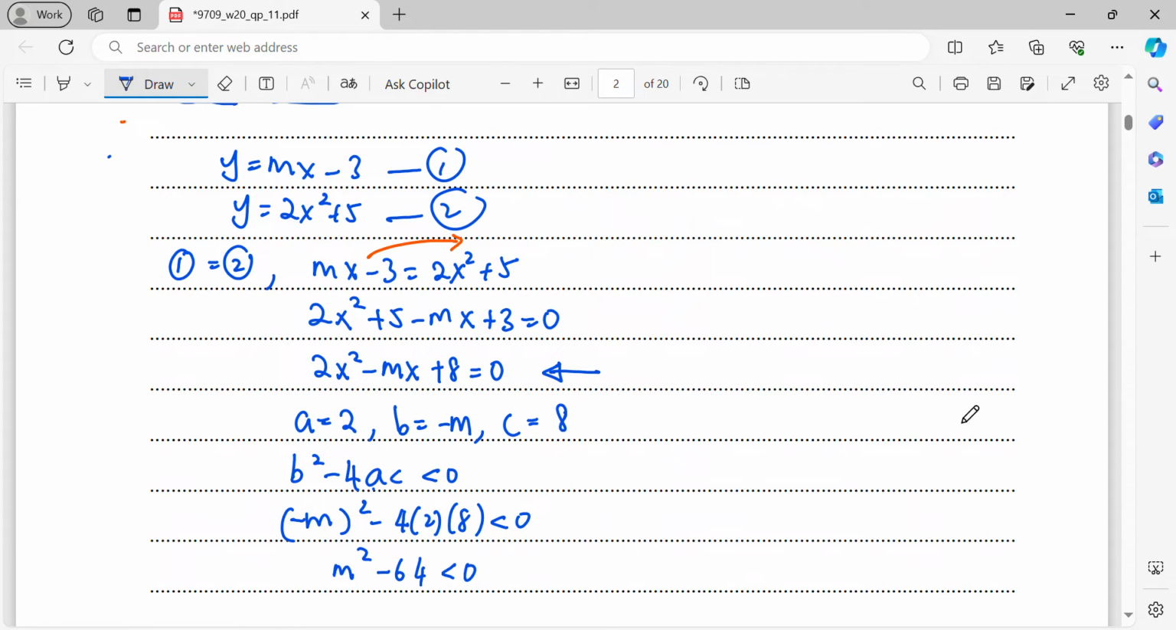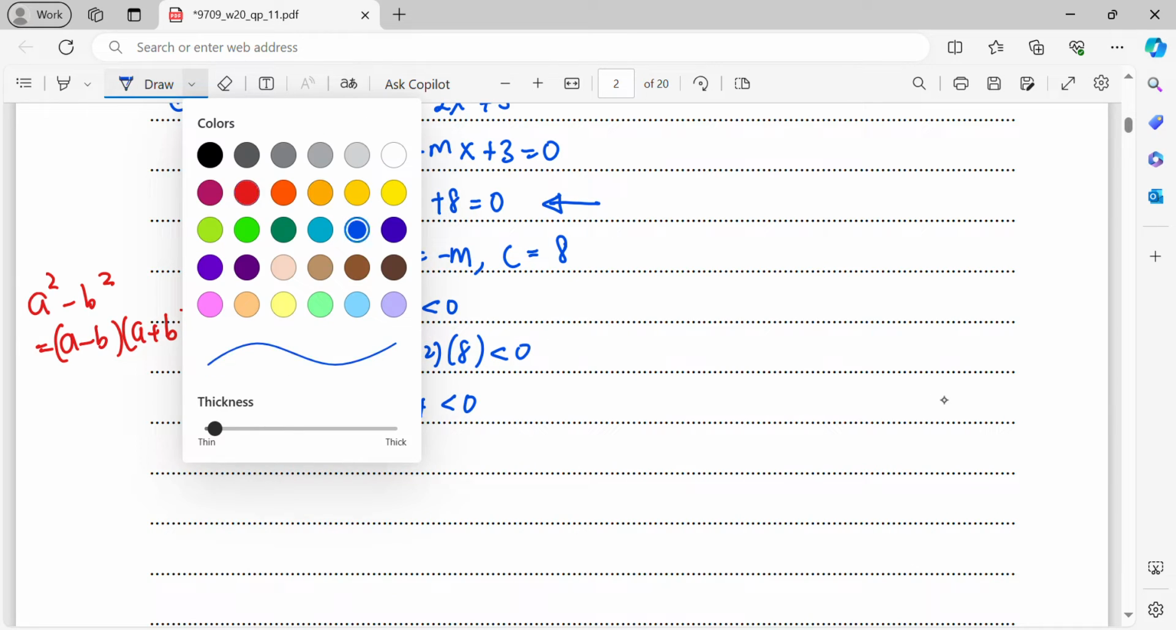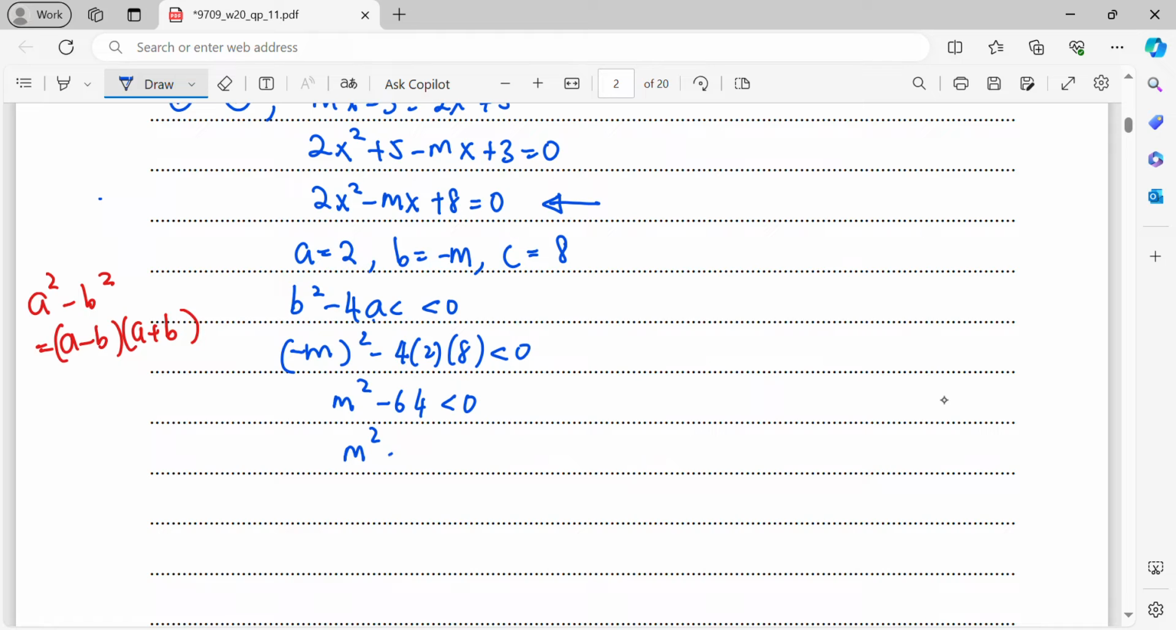Now, for this quadratic inequality, we have a formula over here. a squared minus b squared is basically a minus b multiplied with a plus b. So the 64 I can change to 8 squared. When you compare, that means your a is m and then the b is 8. Then I will just apply this formula. It will be m minus 8 times m plus 8 less than 0.